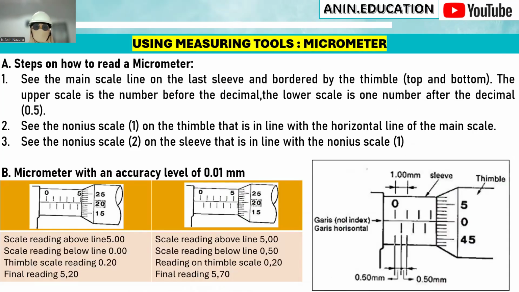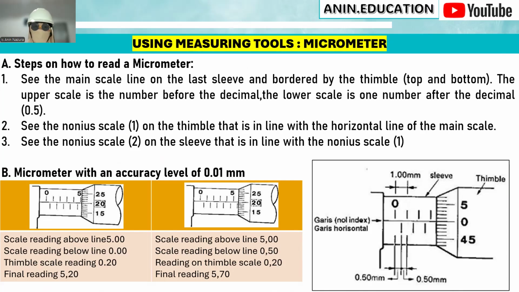Step using measurement tools: micrometers. Step on how to read a micrometer. See the main scale line on the last sleeve and border by the thimble, top and bottom. The upper scale is the number before the decimal, the lower scale is the number after the decimal, 0.5. Number 2, see the nonius scale 1 on the thimble that is in line with the horizontal line of the main scale. See the nonius scale 2 on the sleeve that is in line with the nonius scale.